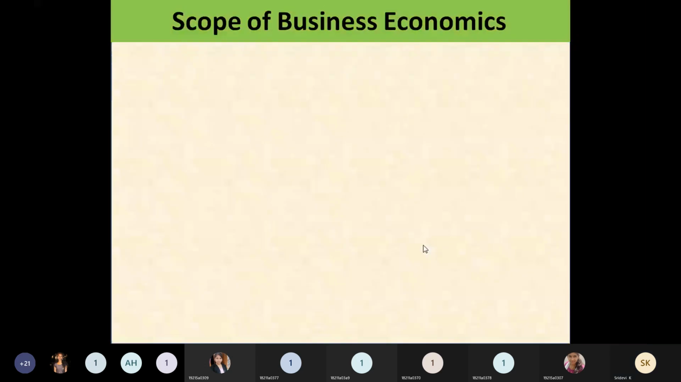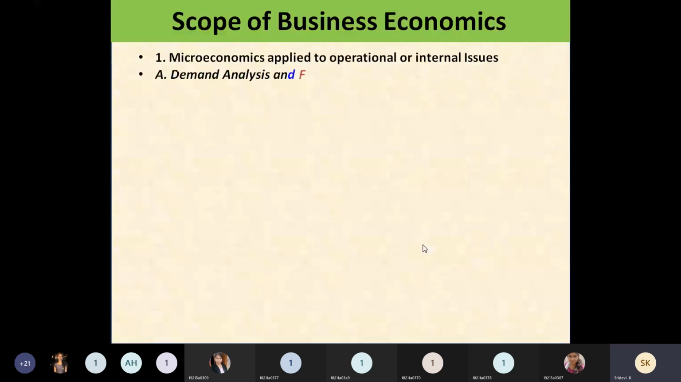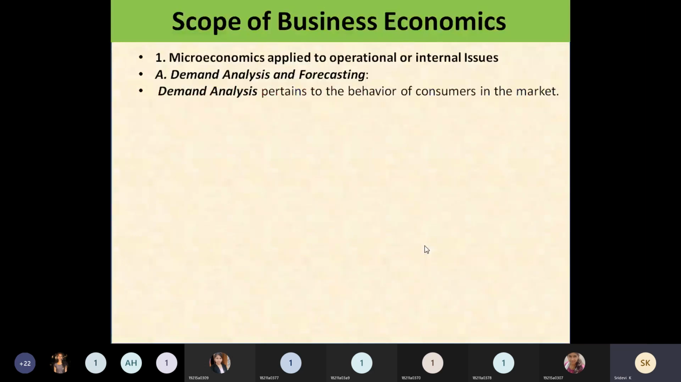Now, in microeconomics, you are applying this. Business economics will always be dealing with microeconomics, by which we are going to apply it to the macro analysis. So in most of the cases we discuss in business economics, it is about microeconomics. Demand analysis means this is pertaining to how the consumers are going to behave in the market.